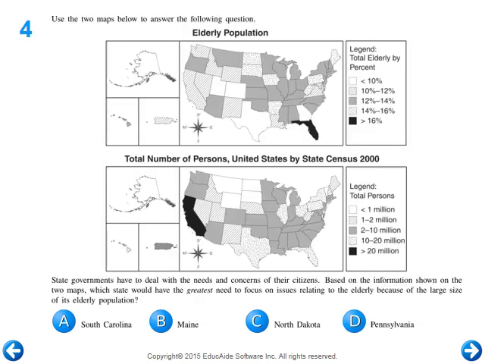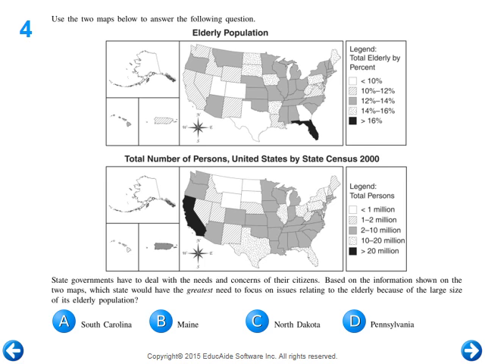On to number 4. All right, we've got two maps, and these maps show population. The first one is elderly population. The darker areas are obviously more heavily populated by the elderly. And then the one below this shows the total population, taken by the U.S. Census in 2000. Again, the darker areas are more heavily populated. Actually, not entirely true, but you can see each one has a different designation.